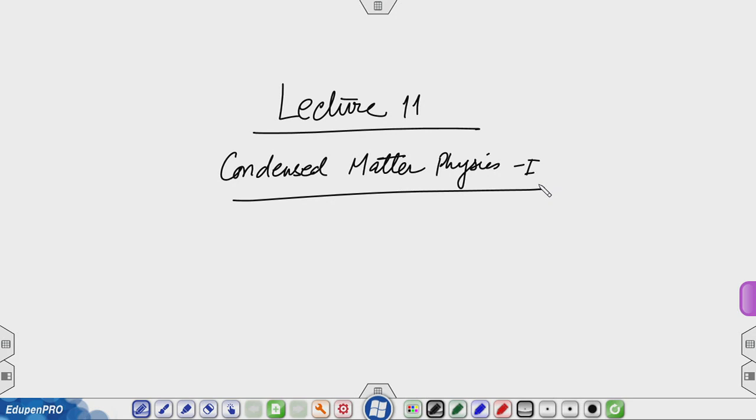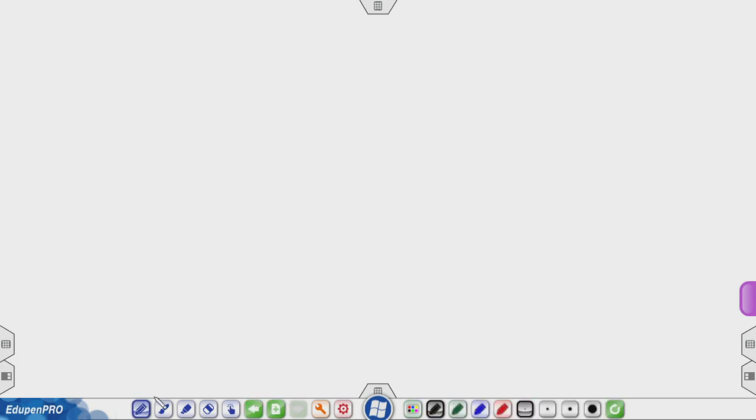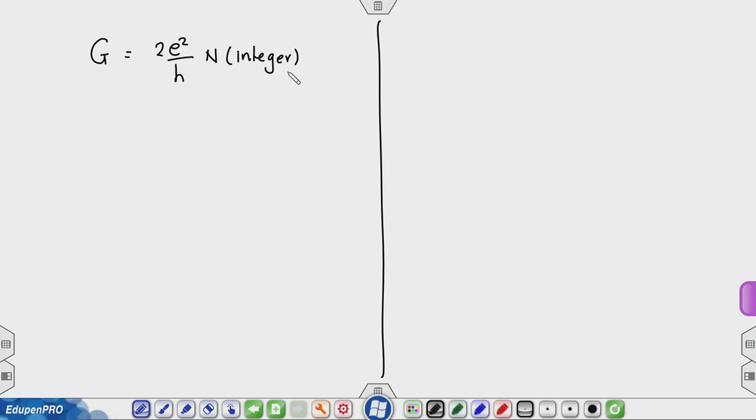Yesterday, I introduced you to metal clusters, then Coulomb blockade, and quantum of conductance. And what we learned there was that the conductance of a nanowire, so to speak, came in the quanta of e squared over h times an integer. And that means I can see that the resistance comes in the quanta of h over e squared. This is the quantum of resistance.